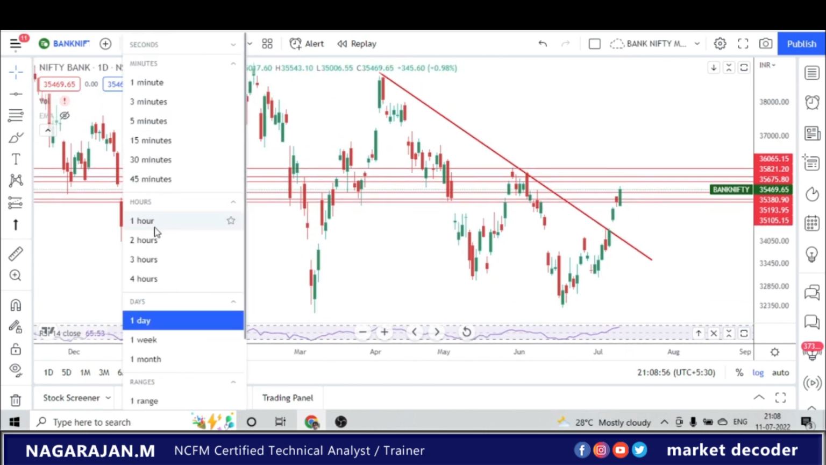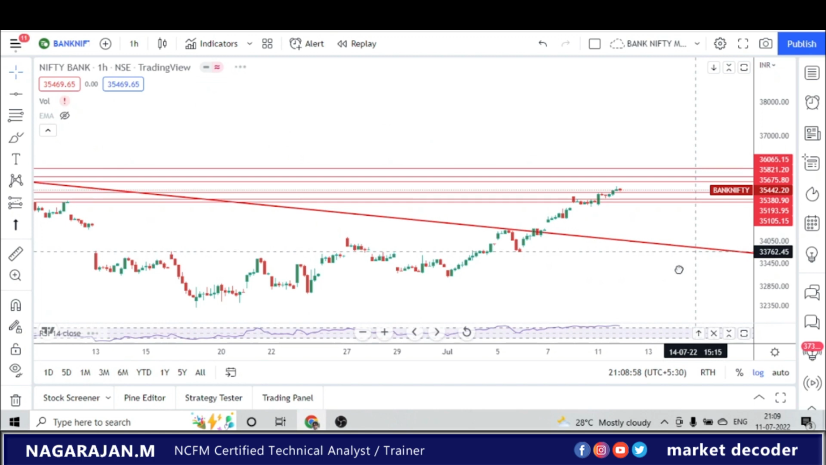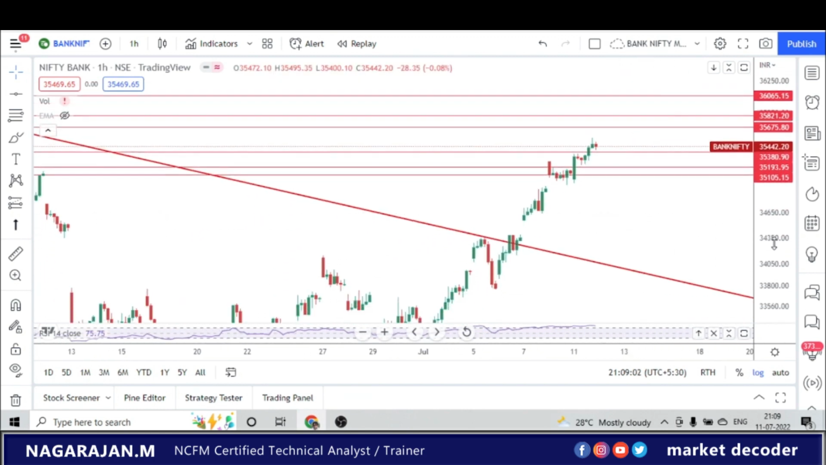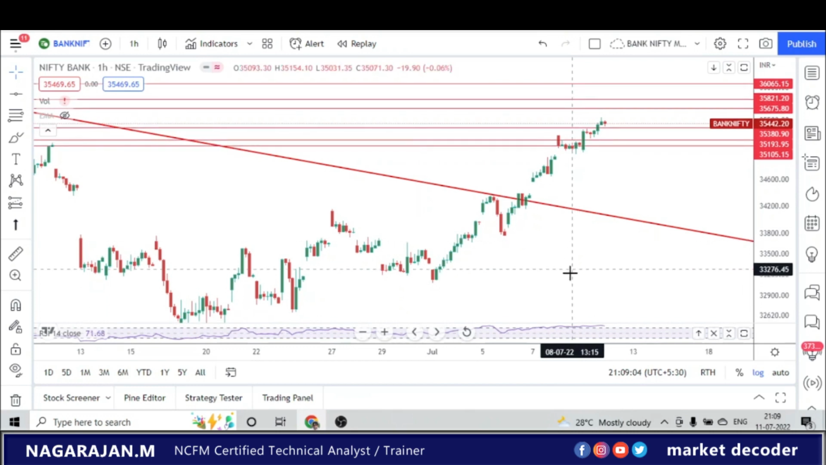We'll move on to the lower time frame to see if there is any opportunity for tomorrow. Every day is not going to be an opportunity. There are three kinds of trades: one is buy, the other is sell, and the third one is no trade. There are times where we have to keep silent and watch the charts.